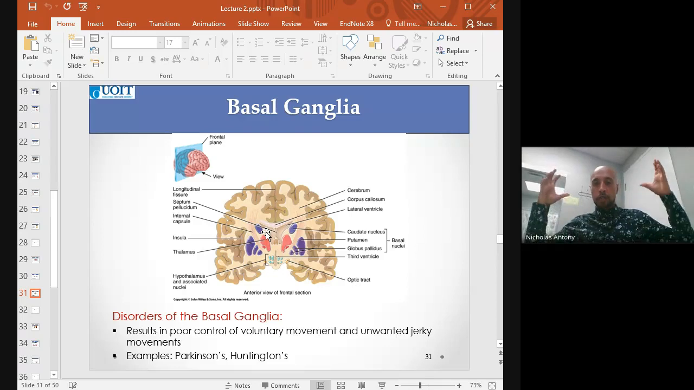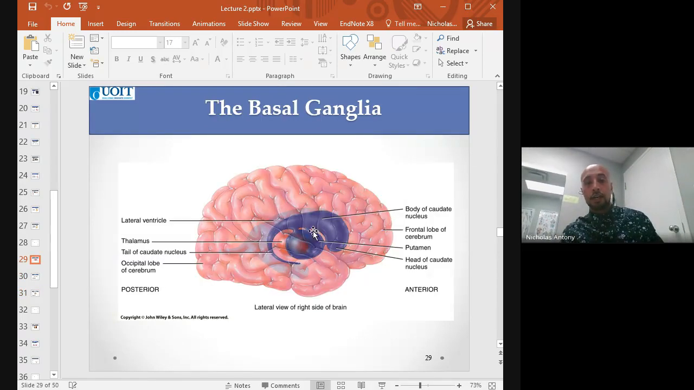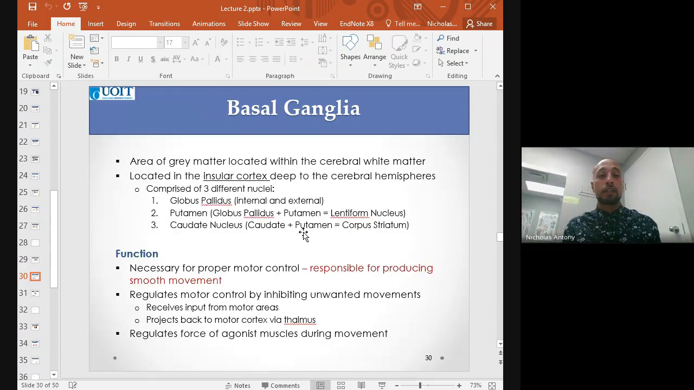So let me go back two slides. See how it's a collection of groupings of nuclei that are clumped together. And the way it's situated is that everything coming out and in from the brain has to go through the basal ganglia. The function of the basal ganglia is to coordinate movement. It's necessary for proper control, and it allows us to have smooth movement.